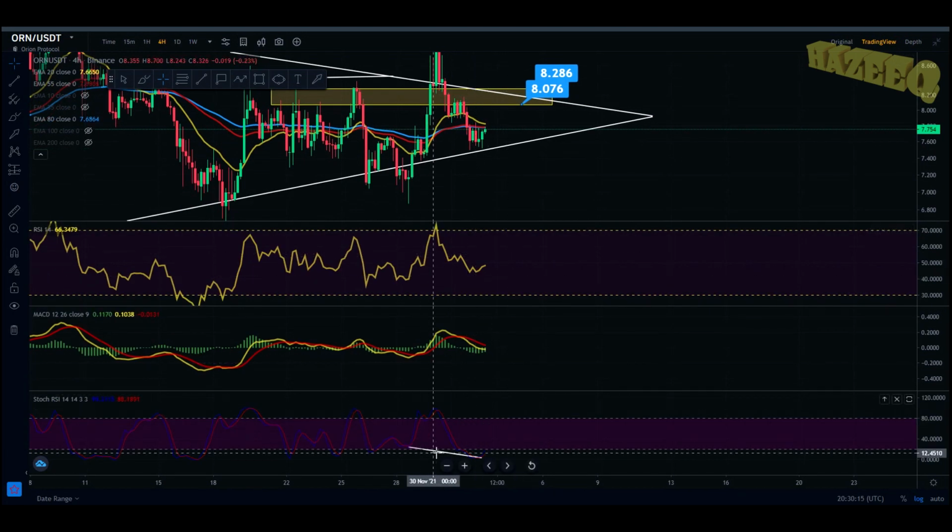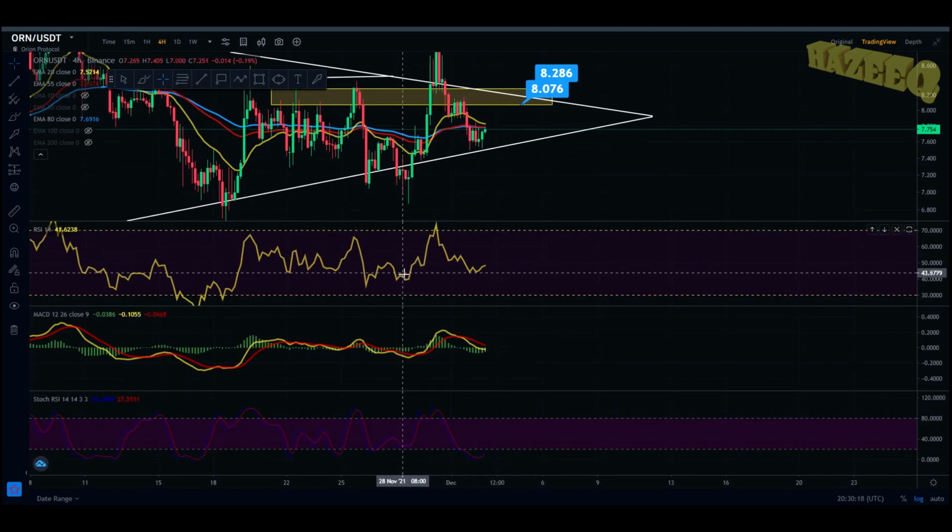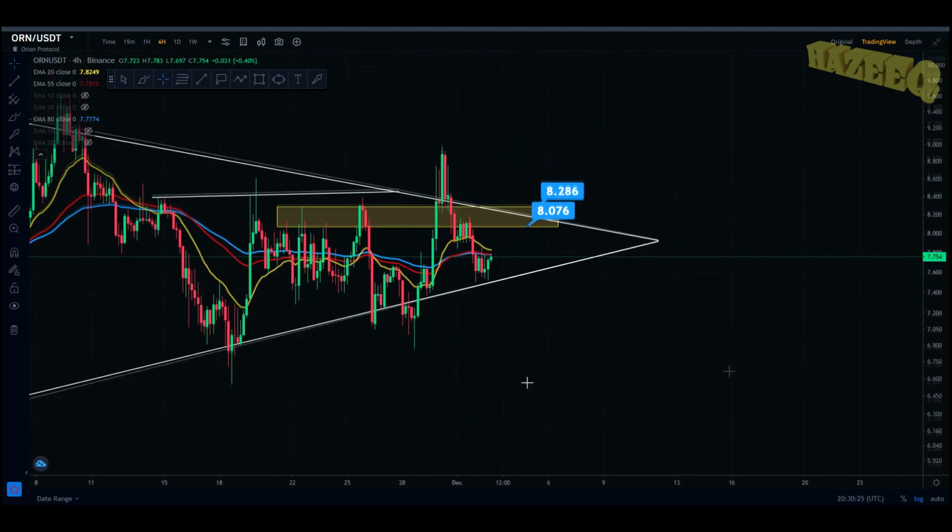I think I just removed the stochastic from the chart. Yeah, so no divergence with the RSI. It follows the price action very nicely, but potentially, yeah, expect a move to the upside.